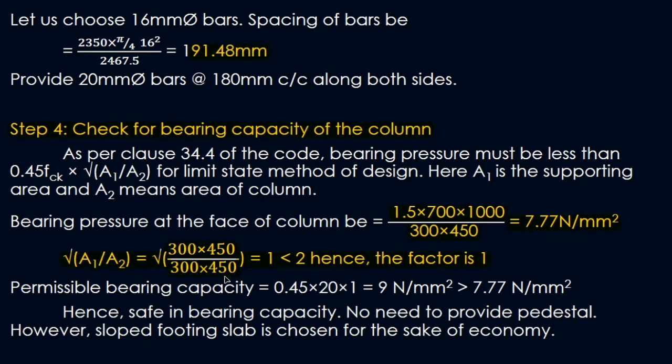So we calculate the A1 and A2 values, and I got that A1 should be less than A2, hence the factor is 1. So the permissible bearing capacity should be 0.45 into 20 into 1. So I got the value 9 Newton per mm square. It should be greater than 7.7 Newton per mm square. So hence it is safe in bearing capacity, so no need to provide pedestals. However, a sloped footing is chosen for the sake of economy, because for economical conditions we can also use different types of footing slabs.